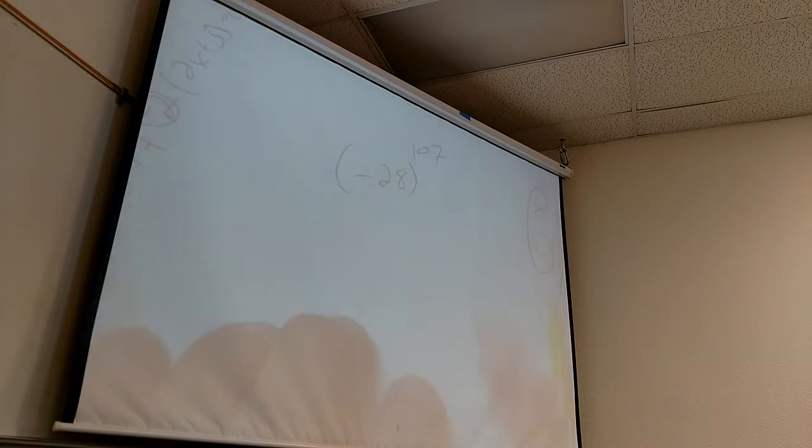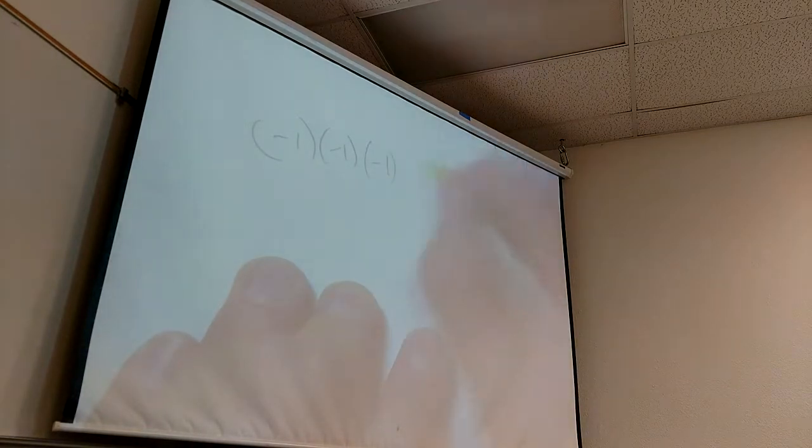Negative. Negative. There's an odd number of negatives. So 106 of them are going to kill each other, and then you've got that one left to make it negative. I really want to make so watch. What's negative 1 times negative 1? Positive 1. There's an even number of them.